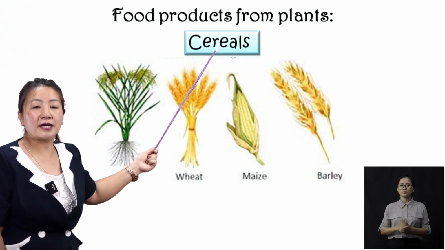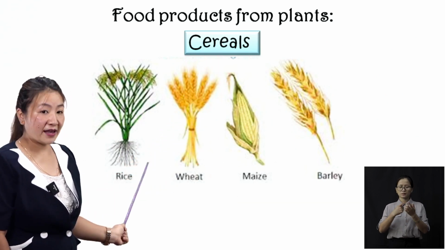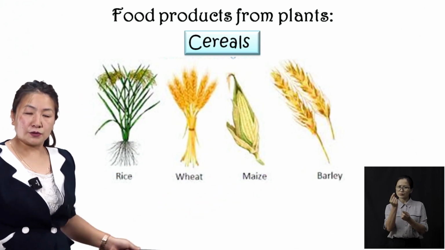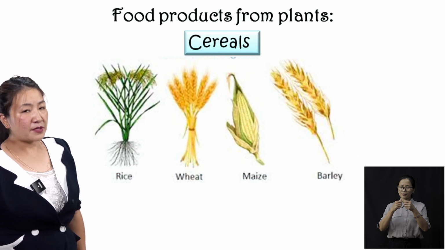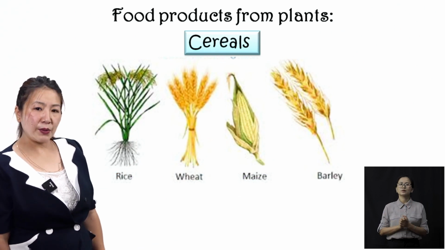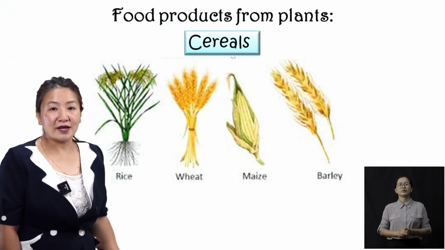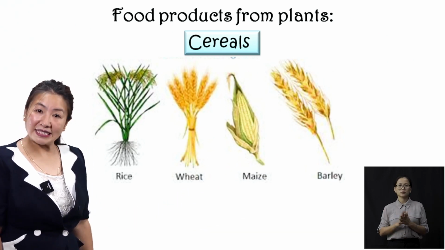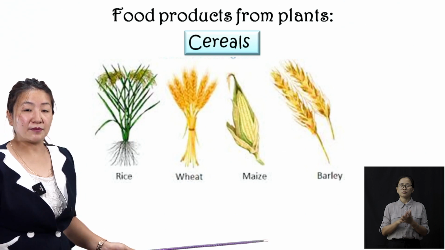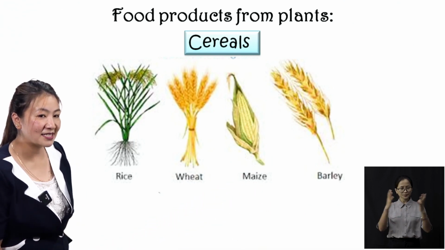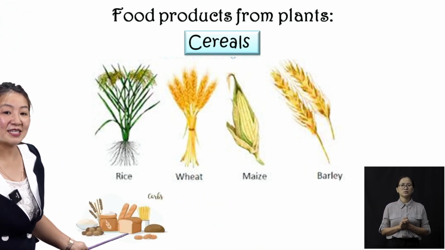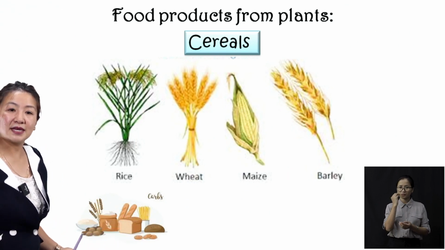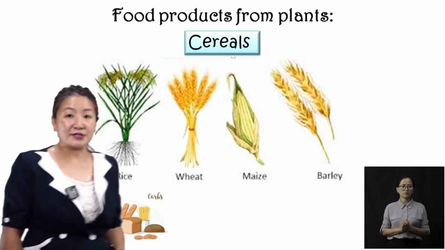Cereals. So food products come from plants. The first product is the cereals, like rice, wheat, maize, barley. Do you eat all these? Some of you may say, I don't know wheat or barley. You must be wondering what wheat and barley are. Let us see, from rice, wheat, maize, and barley, we get so many things, like what? Yes, you can see this bread over here, the cookies, the biscuits. Yes, everything.